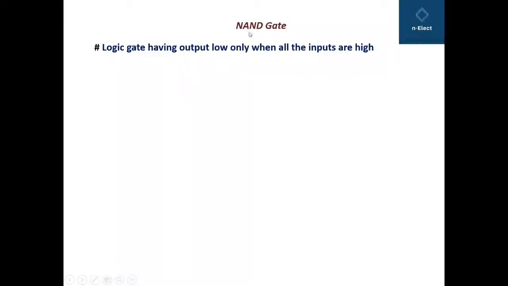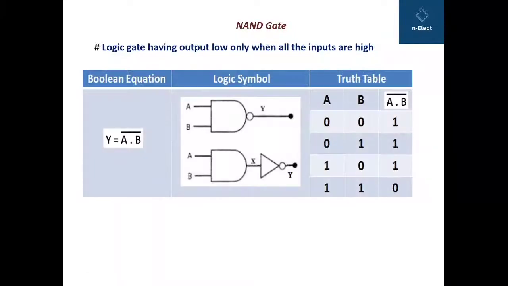First we will see the NAND gate. It is a logic gate having output low only when all the inputs are high, means it behaves exactly in opposite manner to that of AND gate. Here the Boolean equation for the NAND gate, the logic symbol for the NAND gate and the truth table for two input NAND gate is shown.